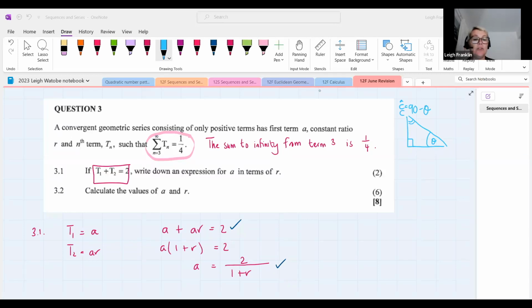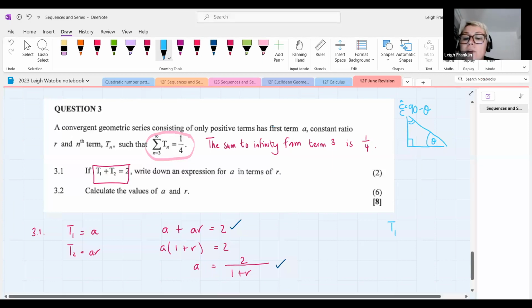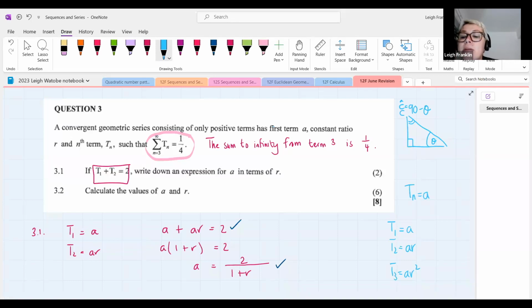Pleasure, Zedalia. Sihle, what was your question? Hi, ma'am. I don't know if you can hear me. I can hear you. Can you please rewind to the T1 that is equal to A, please? All right. When you were talking about geometric series, term one is always written as A. And because R is your constant ratio, term two will always be written as AR, A times R. So term three is going to be written as AR squared. Because remember, the nth term for any geometric pattern is AR to the N minus one. Does that make sense to you? Yes, ma'am. Thank you very much. Okay, no problem.